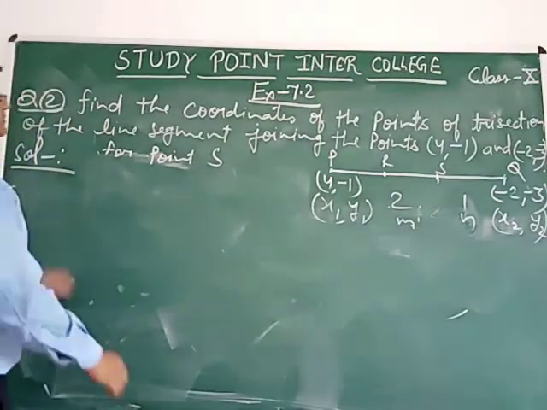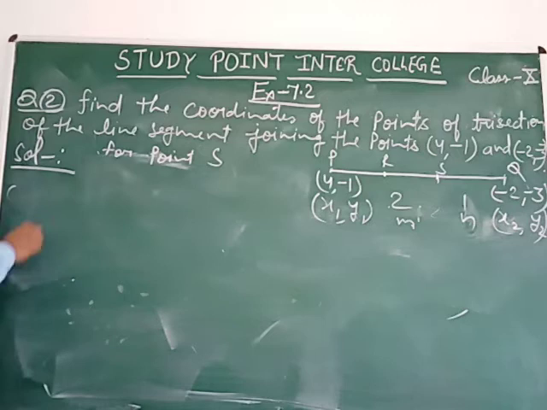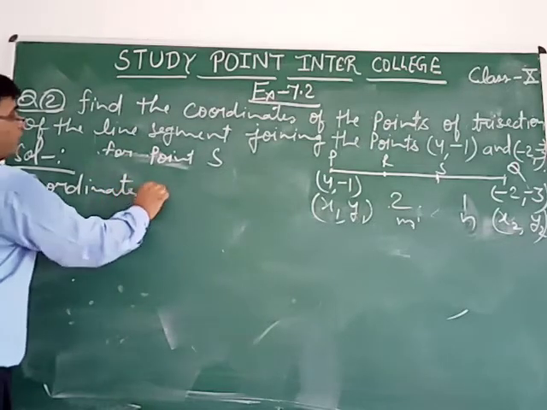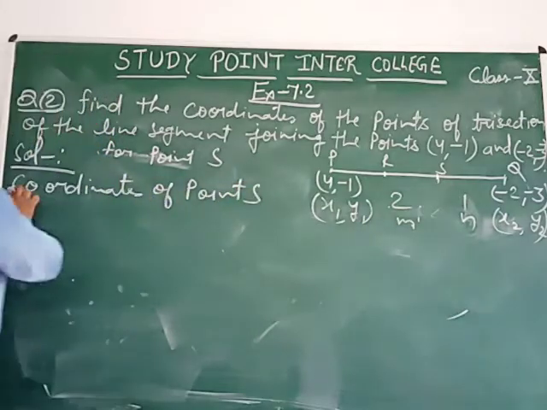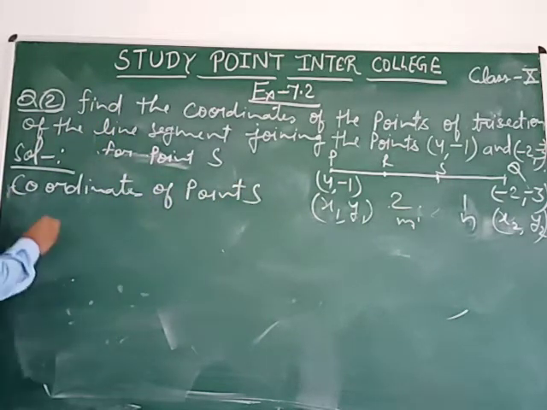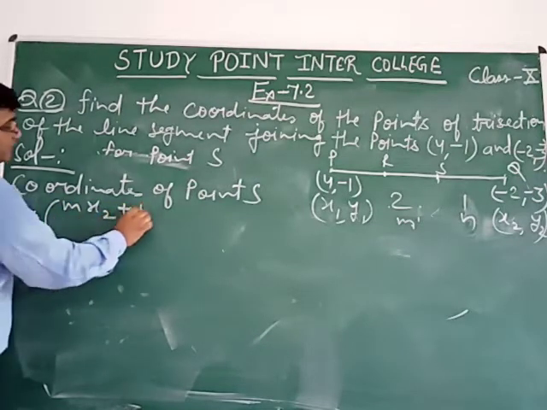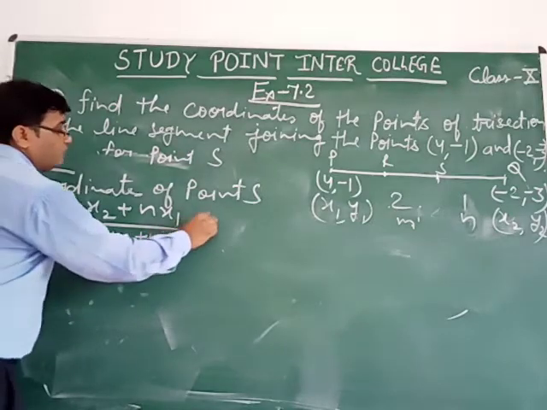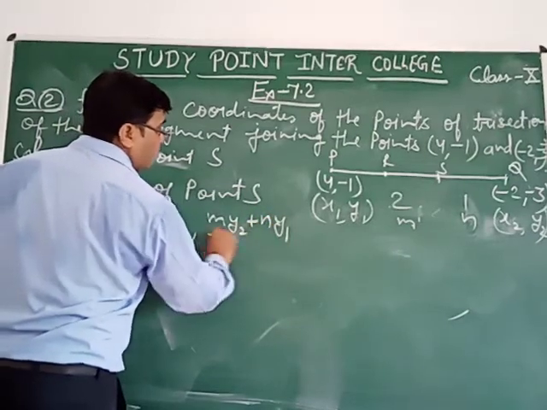For point S, coordinates of point S equal to (M x2 plus N x1) upon M plus N, (M y2 plus N y1) upon M plus N.